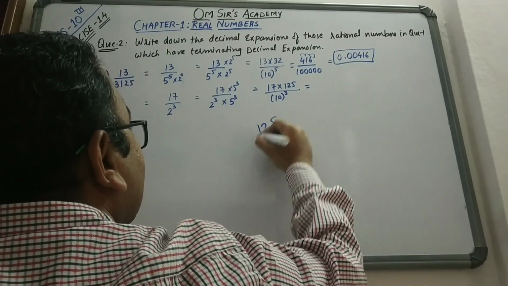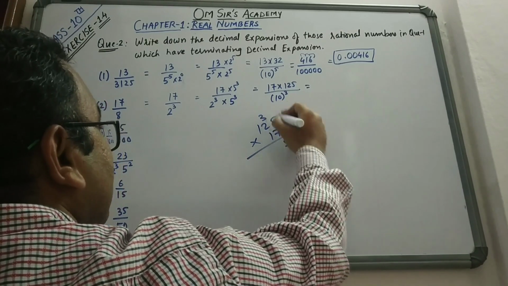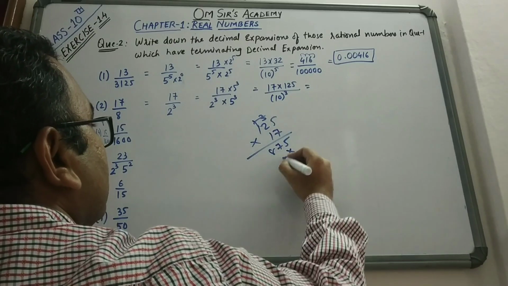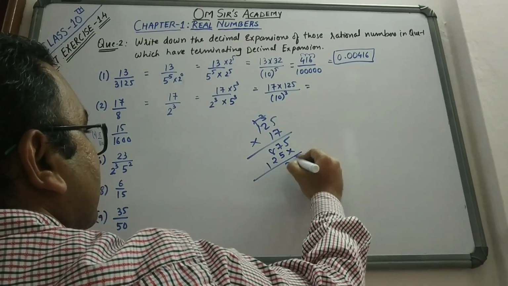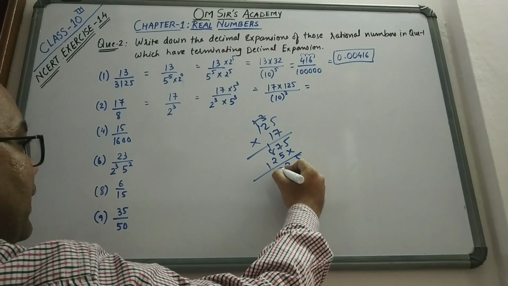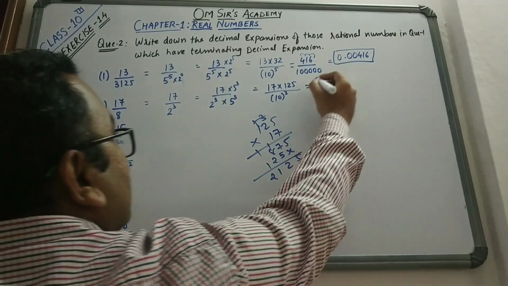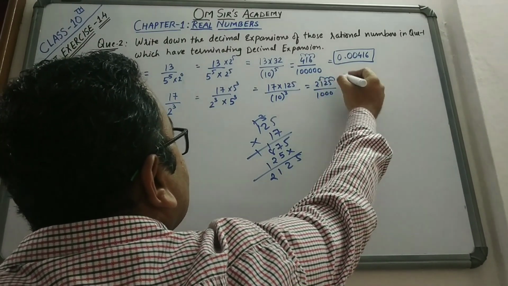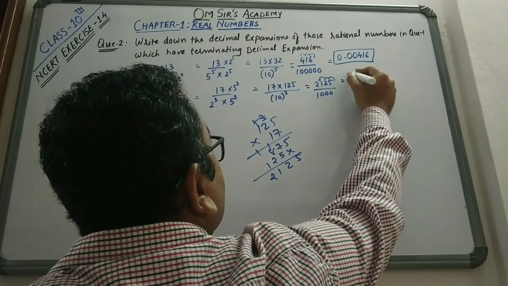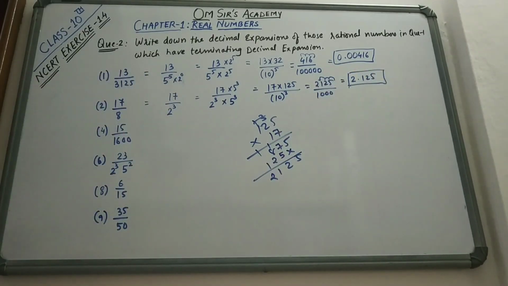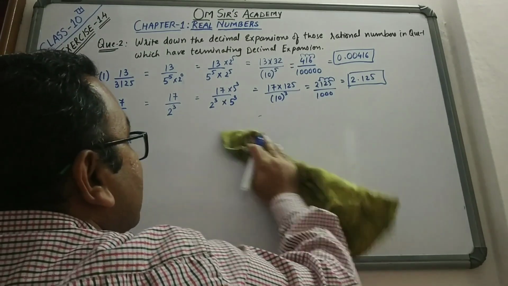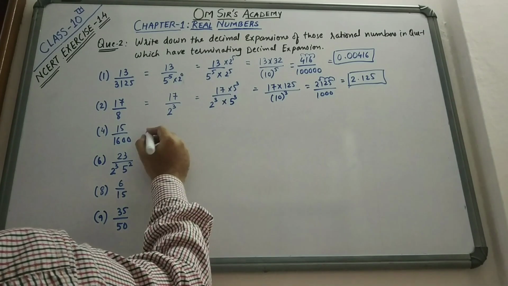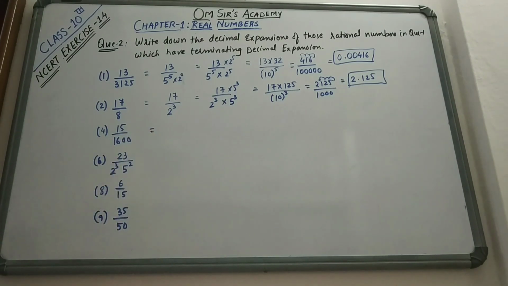So 125 into 17 will be what? 7 5s are 35, 7 2s are 14 plus 3 is 17, 7 1s are 7 plus 1 is 8, then 1 5s are 5, 2 1s are 2, 1 1 is 1. So it will be 2125 upon 1000. If I move 3 digits before, it will be 2.125. This will be my answer of the second question. So this is my terminating decimal expansion of the second sum. Now moving to the third sum, 15 upon 1600. So 1600 was what?